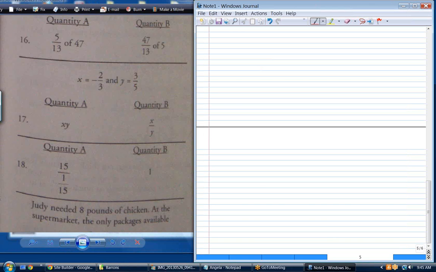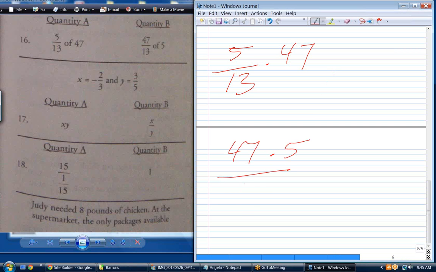My guess is there's a quick way to do this, but I would end up just calculating it. That's fine. Notice that the associative property is in play here. In other words, in either case, we have 5 times 47 divided by 13, same as 47 times 5 divided by 13. Okay?